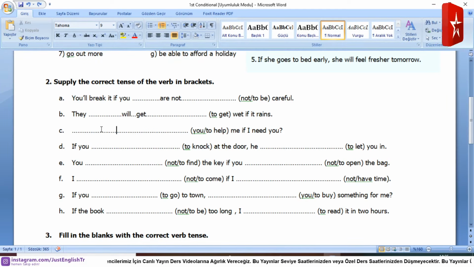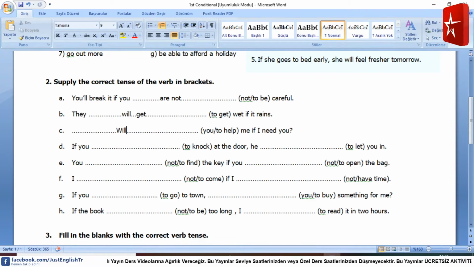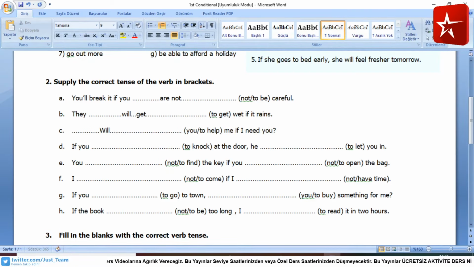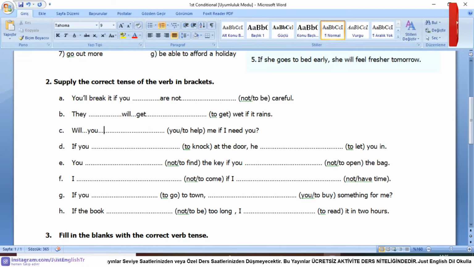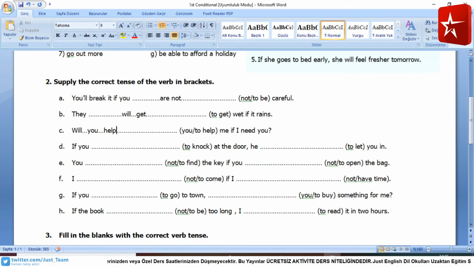As you know, we use will. Firstly, we will use will. Okay, will, and then we should use subject. Will you, and after subject, we should use the verb. Will you help me if I need you? Of course, I will help you in any situation. Don't worry about that.